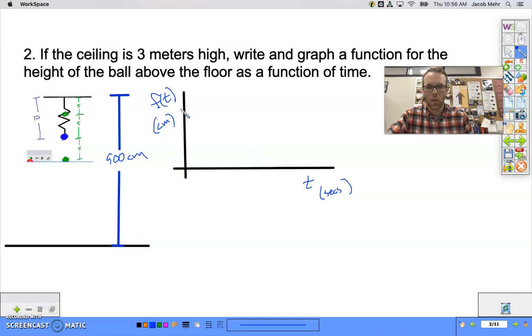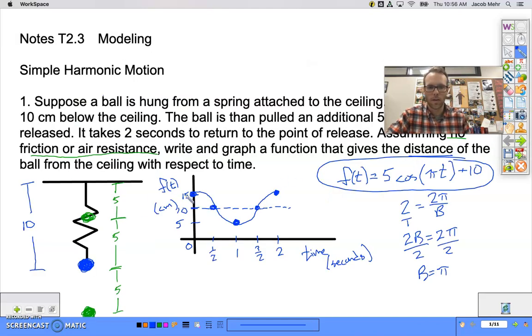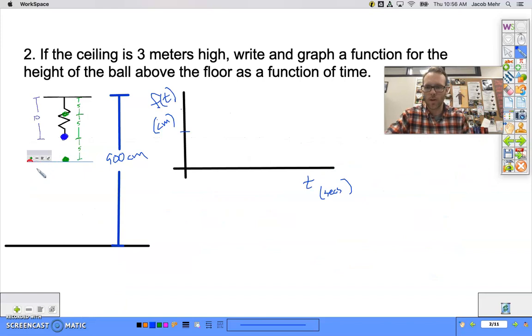So the question is, what height does it start at? Well, it's starting a total of 15 centimeters underneath the ceiling. Remember how we started here at 15, but now we're 15 below the ceiling, which is actually a height. If we're 15 centimeters underneath the height of the ceiling, which is 900, that would be what? 885 centimeters.